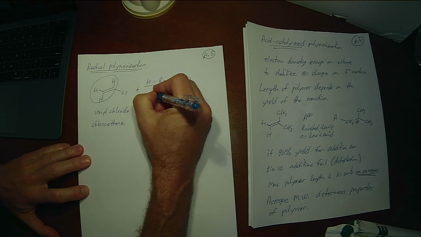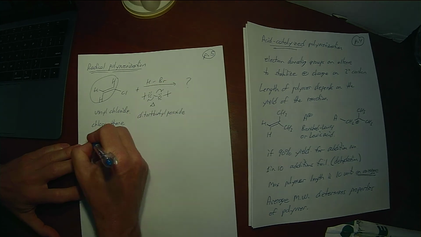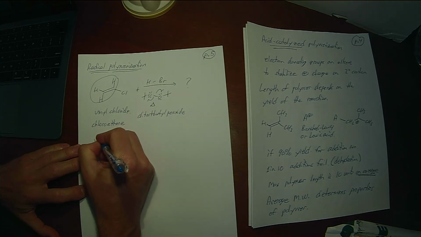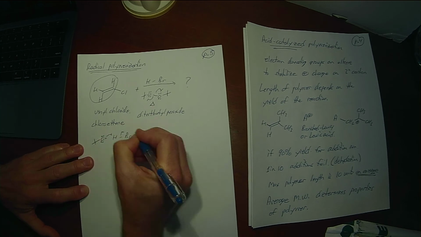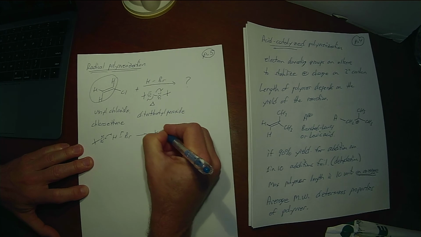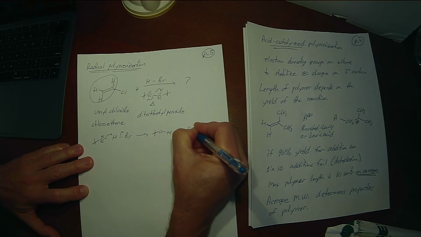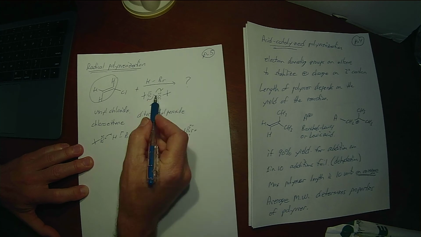So the first step is to break that weak bond, generating the t-butyl radical. T-butyl radical then plucks off the hydrogen to create t-butanol and bromine radical. So that's the initiation. There's two steps, right? Step one of the initiation is breaking the peroxide.